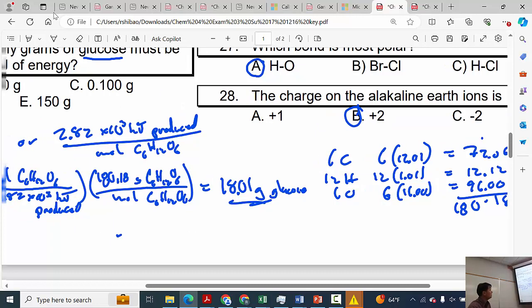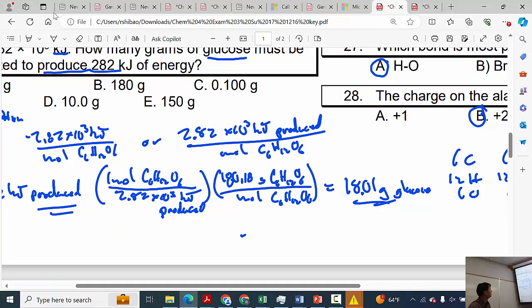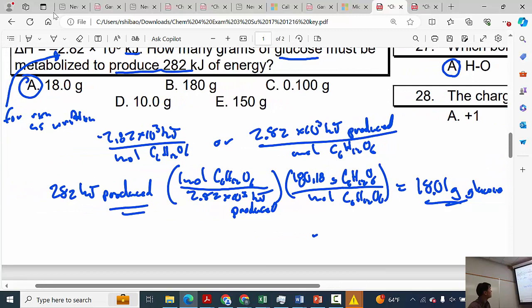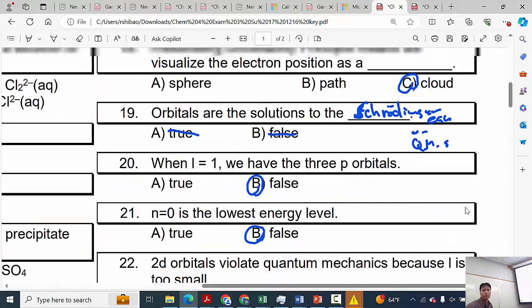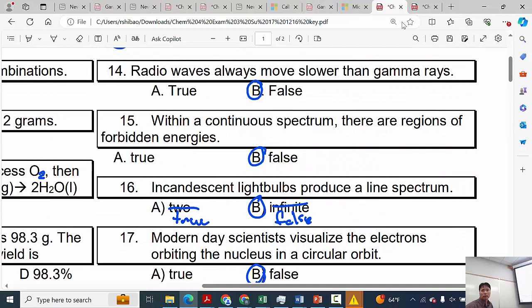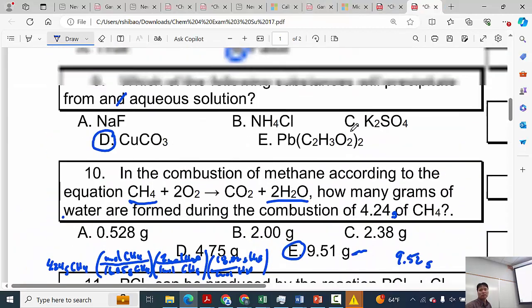And so this gives us 18.01 grams of glucose, which is A. Well, let's continue this.